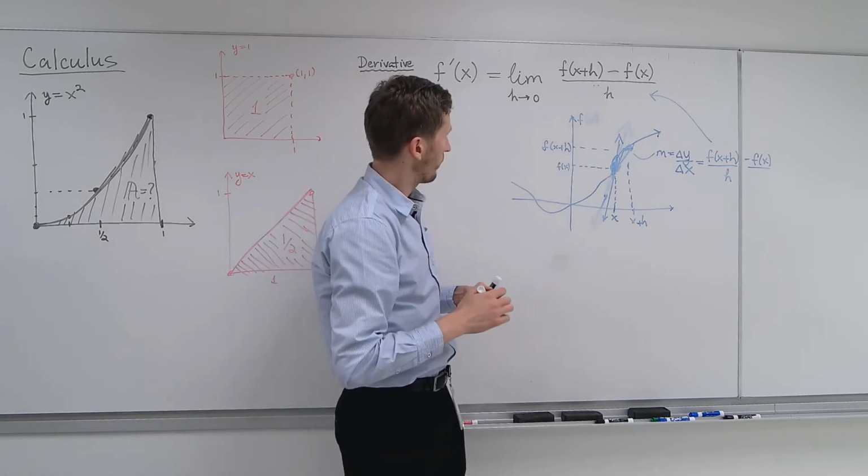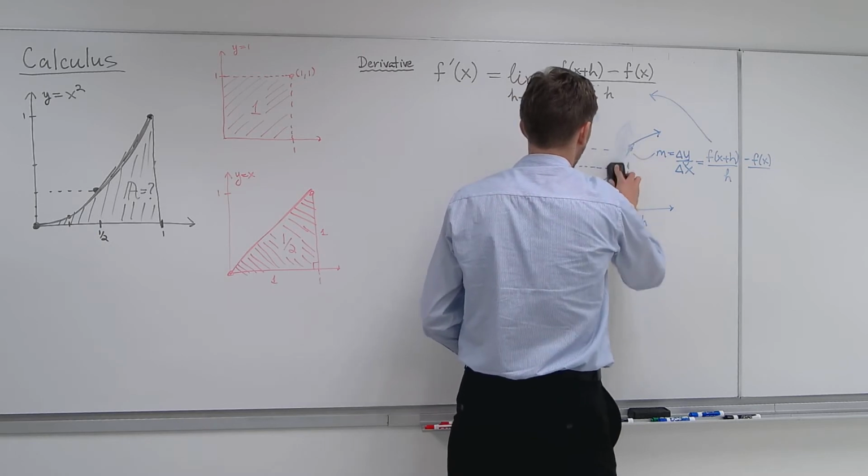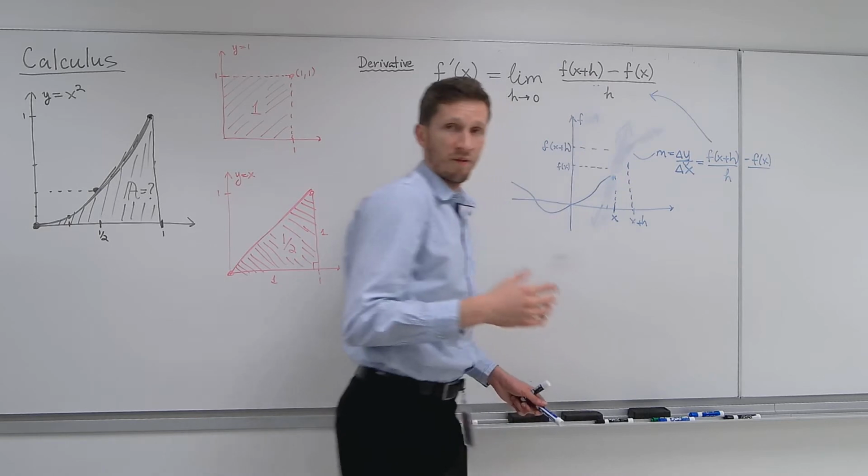So that's hopefully a graphical understanding of what the function and the slope of that function at that point would be.